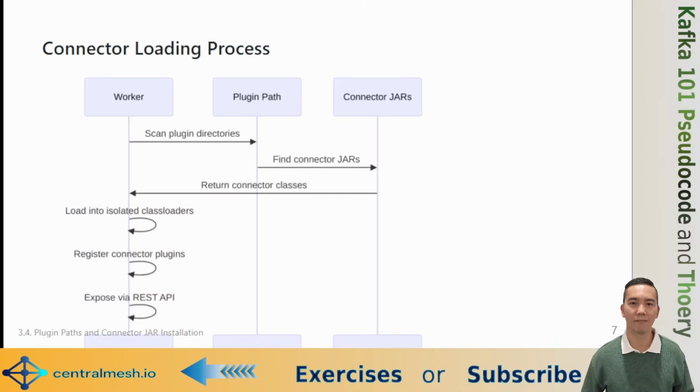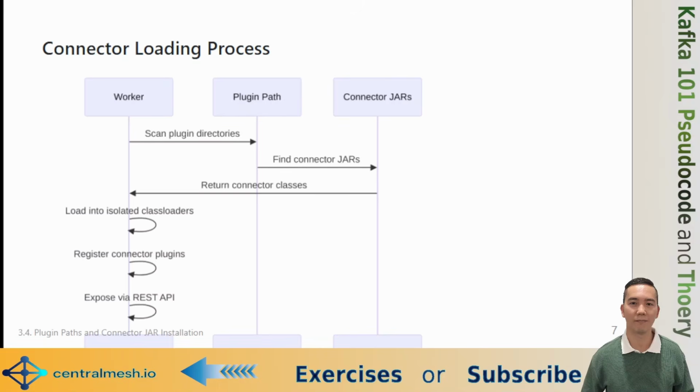Next, the worker loads the connector classes into isolated class loaders. Again, this isolation is important because it allows different connectors to use different library versions without interfering with each other. Once the classes are successfully loaded, Kafka Connect registers those connectors internally. Finally, the worker exposes the available connectors through its REST API.